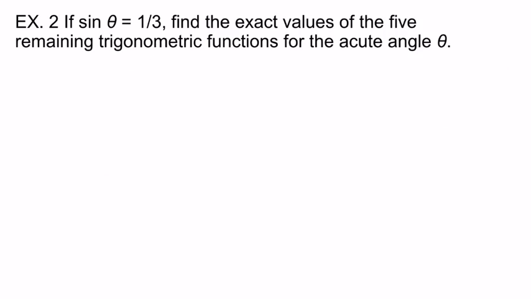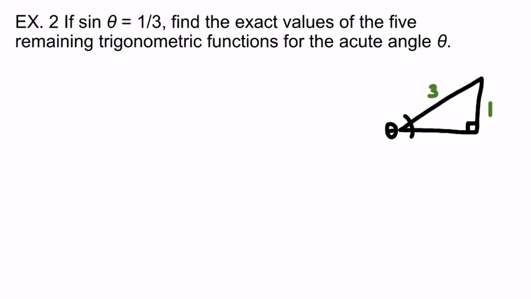Number 2 gives us that the sine of some angle is 1/3, and they want us to find the exact values of the other 5 trig functions for that acute angle. So I would draw a triangle and label one angle theta, and usually it's going to be one of the acute angles. We're not going to label from the right angle. Okay, I'm going to label 1 and 3 for the opposite and the hypotenuse, since they gave me that the sine ratio was 1/3. So I need to solve for the missing side of the triangle.